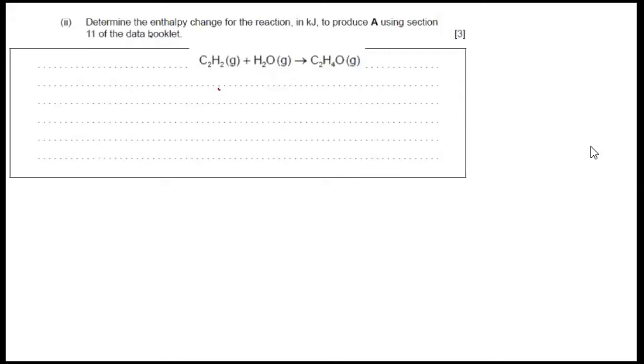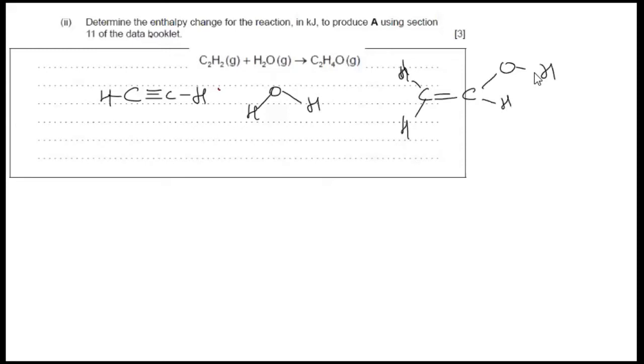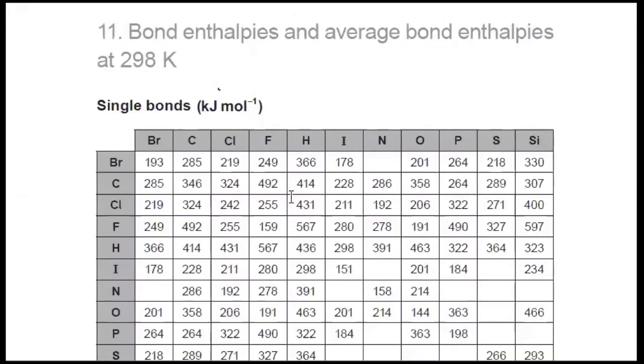so that the calculation becomes easy. Ethyne is C triple bond C, hydrogen, hydrogen. Water molecule is this, and compound A is what we require here. It is CH double bond C, hydrogen, oxygen, hydrogen. This is compound A. Now let's see what is the enthalpy values for each of these bonds. Here we have table 11 as mentioned in the question. So let's see what all data we require.